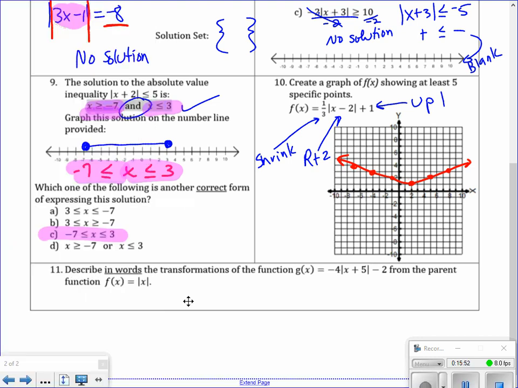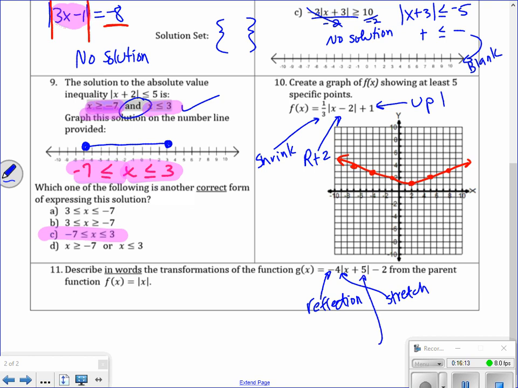All right, now let's see. Number 11, describe in words the transformations of this function from the parent function. So we're just writing everything that's changed. So this negative indicates a reflection. This 4 indicates a stretch, so a higher slope. This +5 right here moves you to the left 5, and this -2 on the outside moves you down 2.